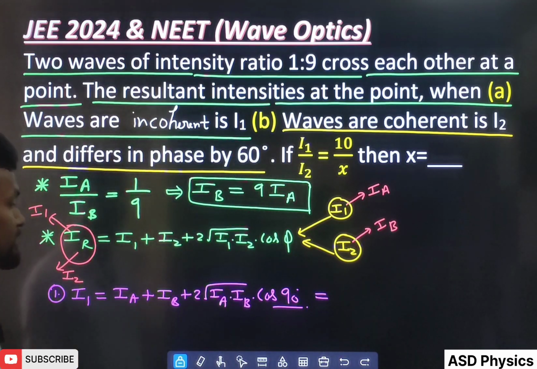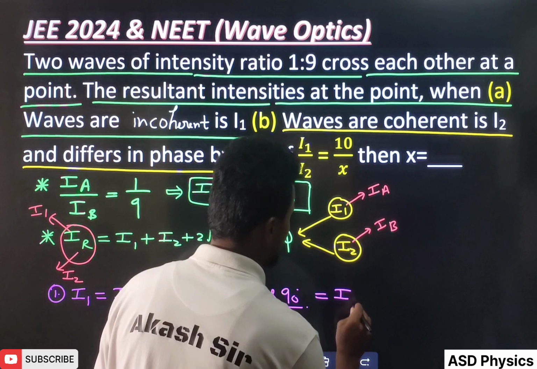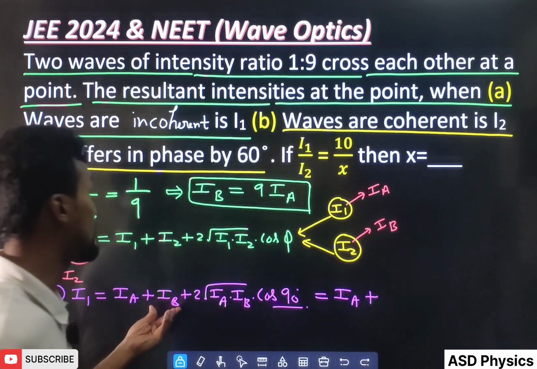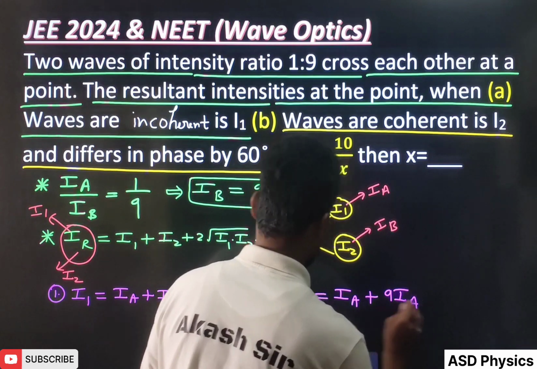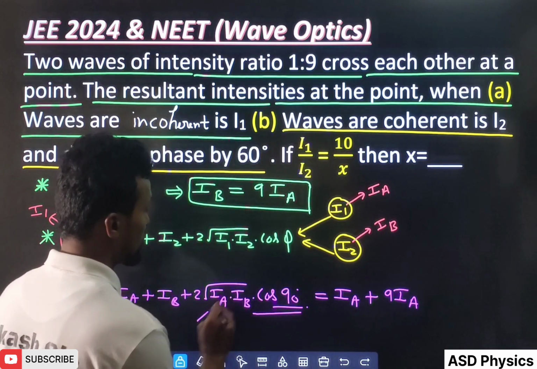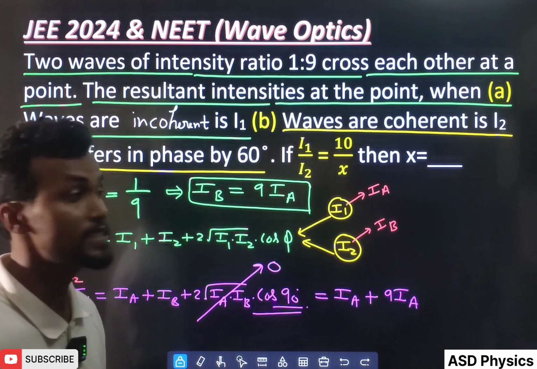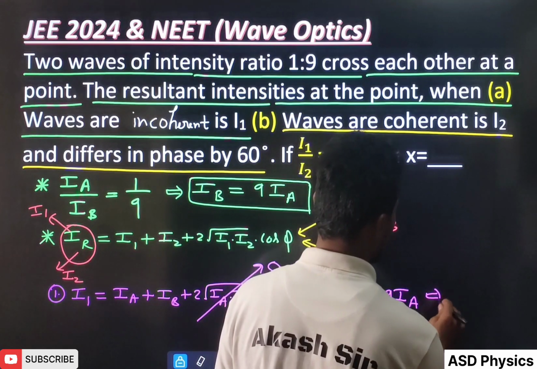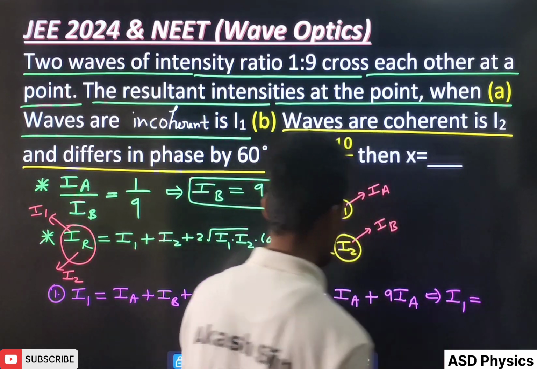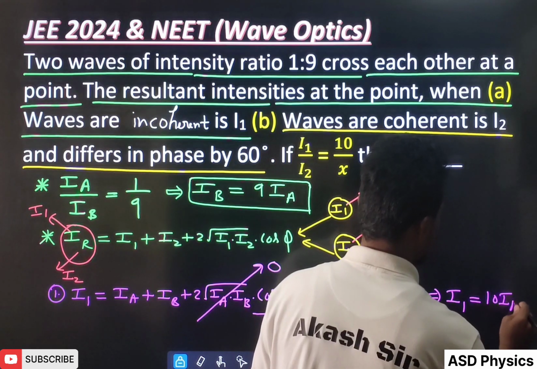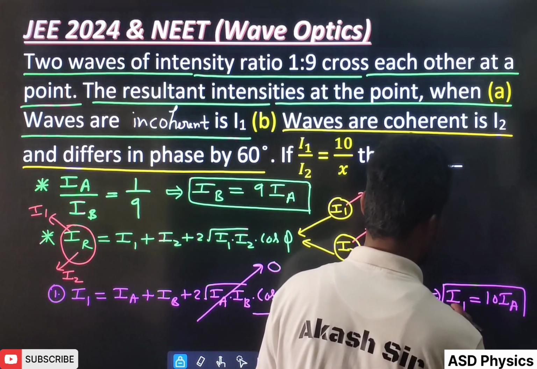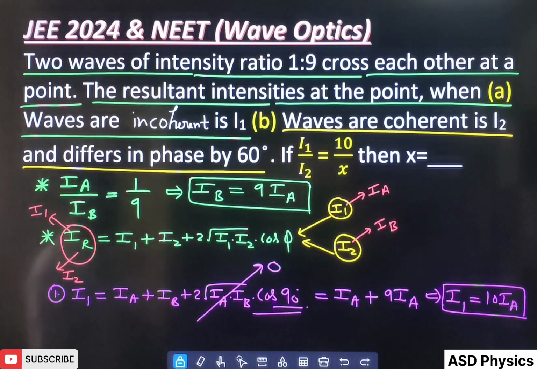See, this I1 is IA as it is, plus IB, and IB is 9IA, and cos 90 is 0, so this term will become 0. So I1 becomes IA plus 9IA, which is 10IA. The first thing we have got is I1 equals 10IA, depending upon condition A.